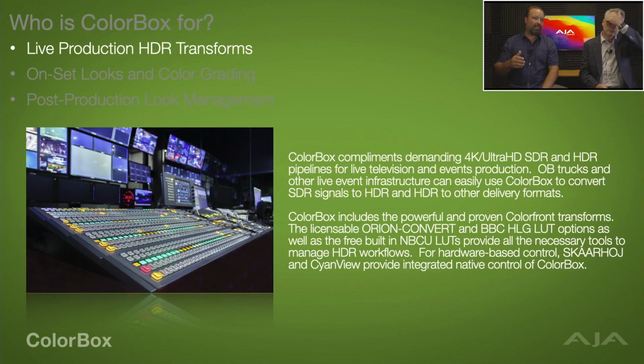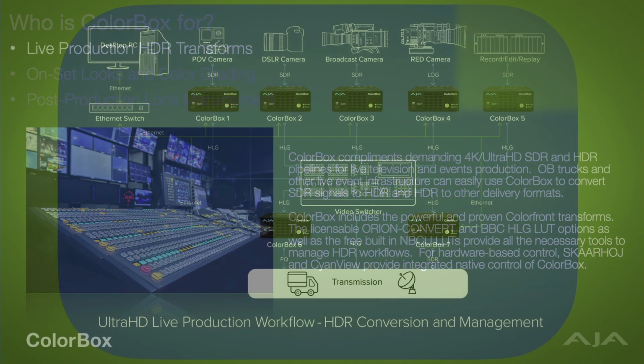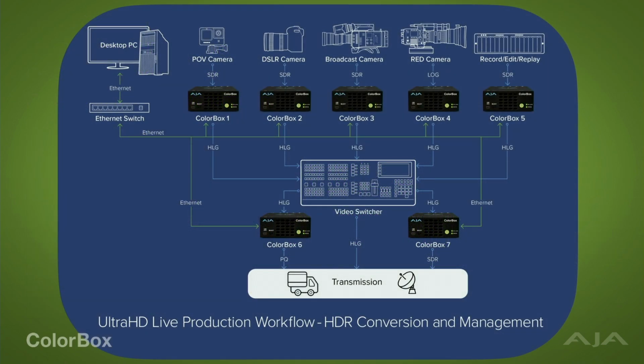And not only will it work there, but also on the output of the production switcher, where there are multiple deliverables required. You've got to deliver PQ, you may need to down convert it to SDR for the current larger viewer audience, and those conversions can all happen with ColorBox. Here's a look at multiple delivery formats using ColorBox in a mix of source cameras, log, SDR, converting them to various types of HDR formats that the video switcher can understand, and then outputting different delivery formats as well using ColorBox. Absolutely, that's the intent.